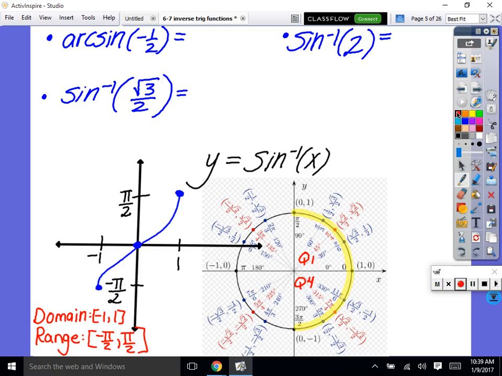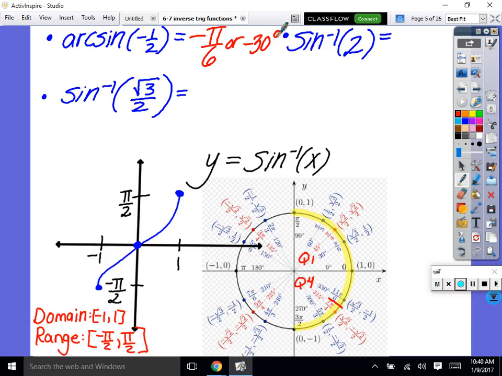So if you want to write them down, I'll give you a second. Okay, let's answer this. So arc sine of negative a half. What angle sine value is negative a half? Locate negative a half. Isn't that this value? Yeah, but that's not in our domain, right? So we know that our answer has to be from pi half to negative pi half. So isn't that the same thing as negative pi 6? So we would say negative pi 6, or that is the same thing as negative 30 degrees. Either answer. Pretty easy, right?